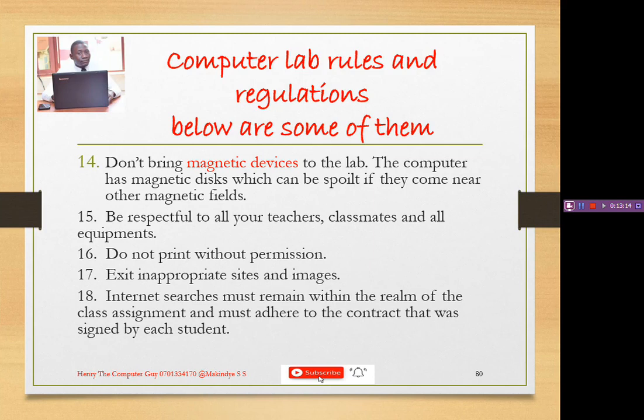Internet searches must remain within the realm of the class assignment and must adhere to the contract that was signed by each student. Remember, when you're joining a school, you sign a contract with the school. Whenever you're searching for wrong information over the internet in our lab, you need to be given a suspect. So all the searches you do over the internet in the computer lab have to be related to our class assignments or to what you are studying. We continue.